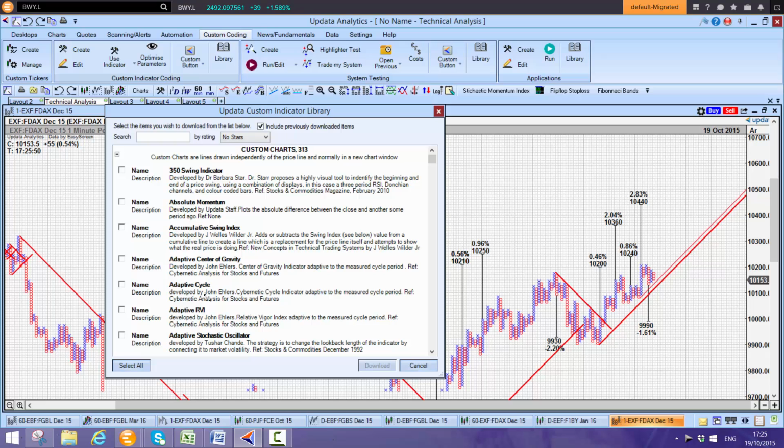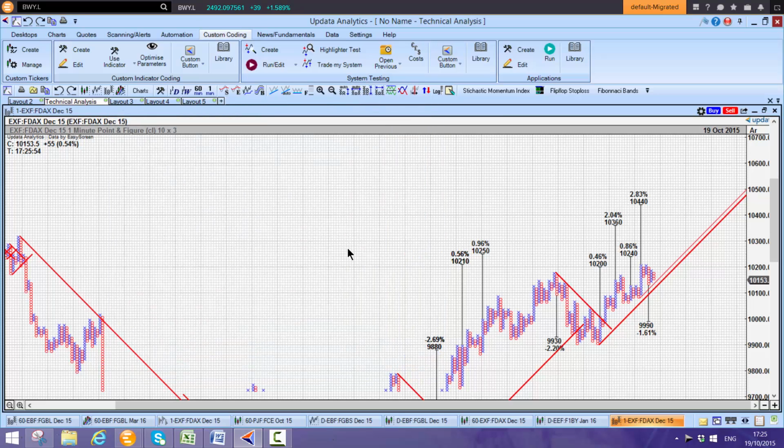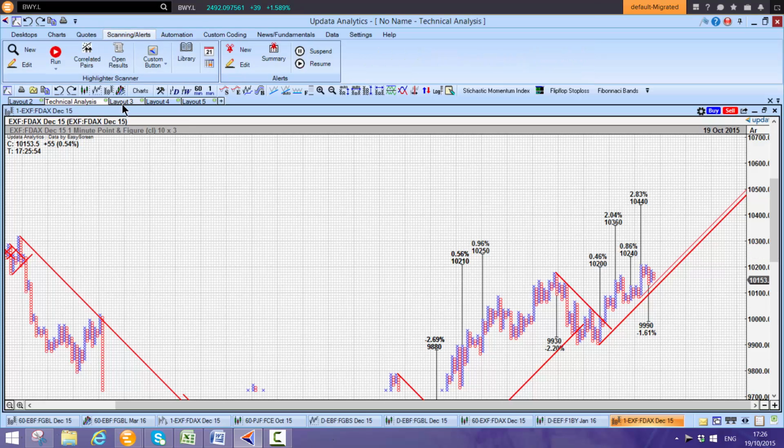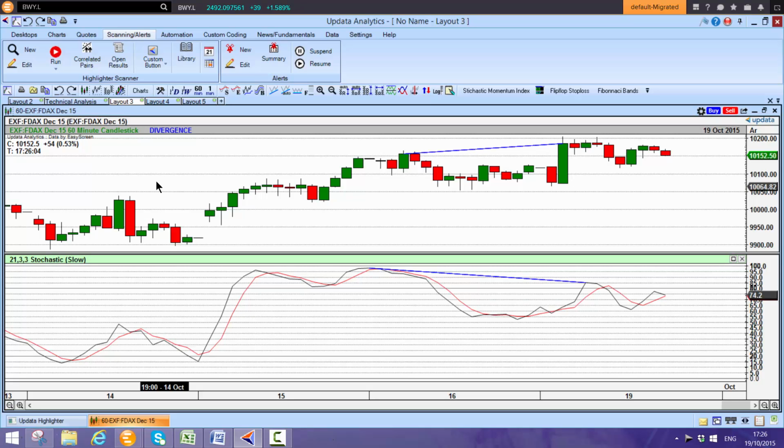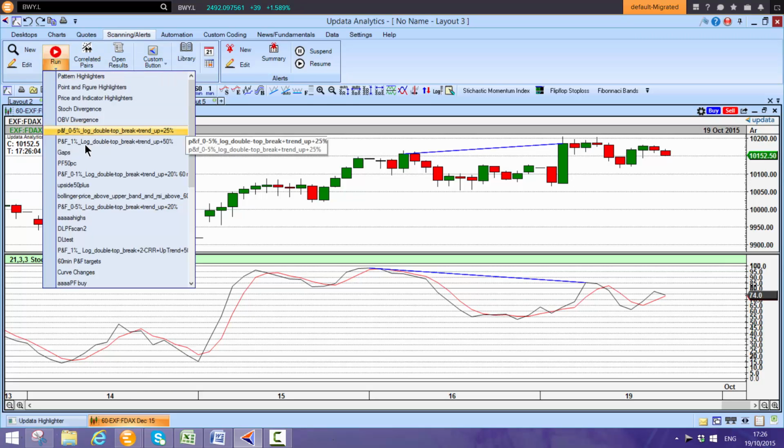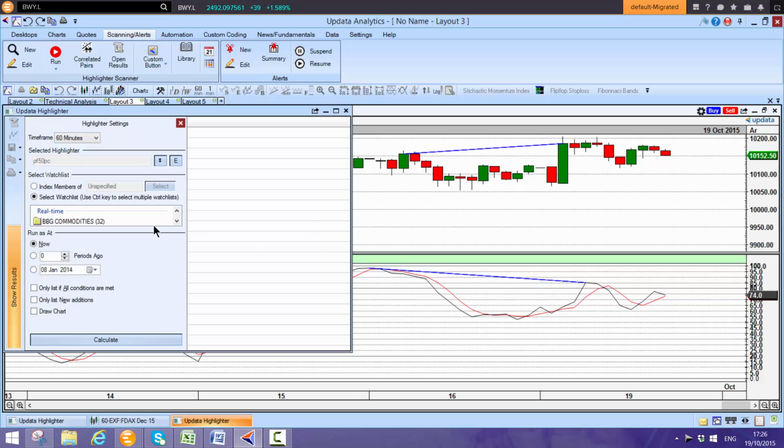So you can search for dozens and dozens of studies that have been written. Pretty well any analysis you could ever think of is available to you in the Updata system. The scanning is a really powerful aspect. More and more people use the scanning. You can scan for lots of different things across your lists.